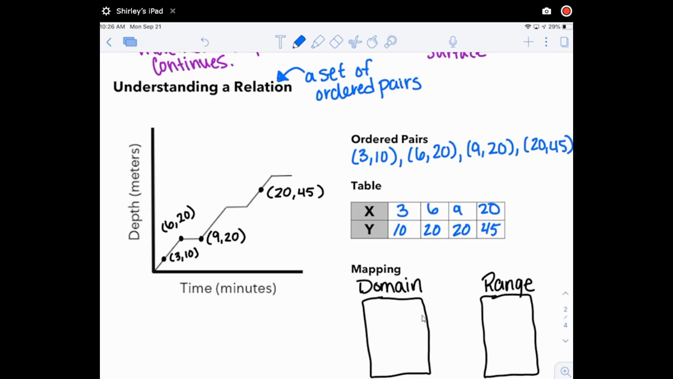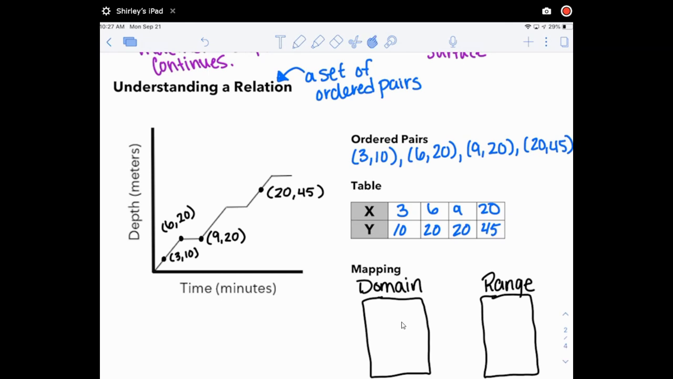The last way we can represent a relation is with a mapping. So we have two new vocab words here that you may not be familiar with. We have the domain of a function or a relation, and we have the range of a relation. The domain is just a fancy way to say, list all of your x values. And the range is just a really fancy way to say, let's just list all of our y values. Okay? But what's important with the mapping is that whenever we're showing a mapping of a relation, we do not have to repeat any numbers.